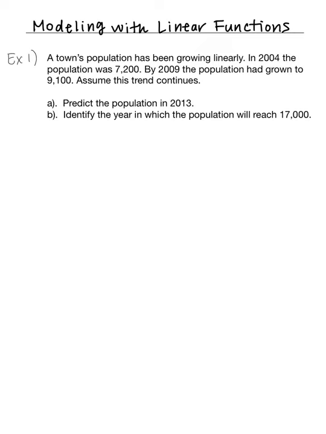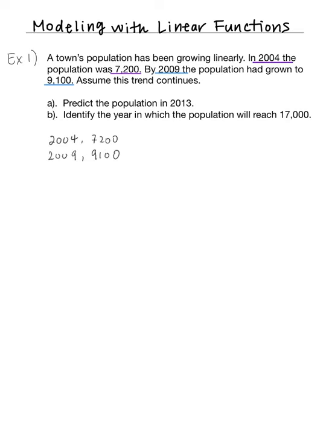Okay, so first step is this. I usually underline the important information that's given to us in a word problem. So for this particular problem, I think the year of 2004, the population was 7,200 is important. And also 2009, the population is 9,100. So let me just write that down. So in 2004, the population was 7,200. And then 2009, the population was 9,100.